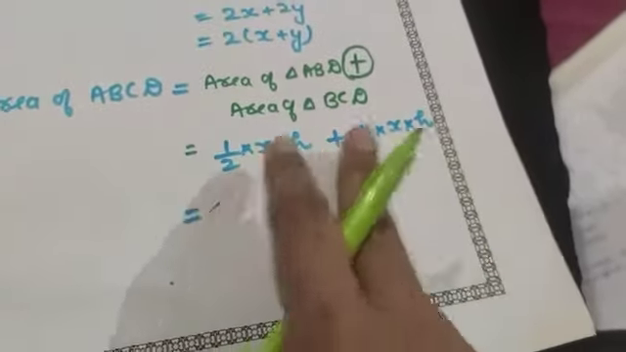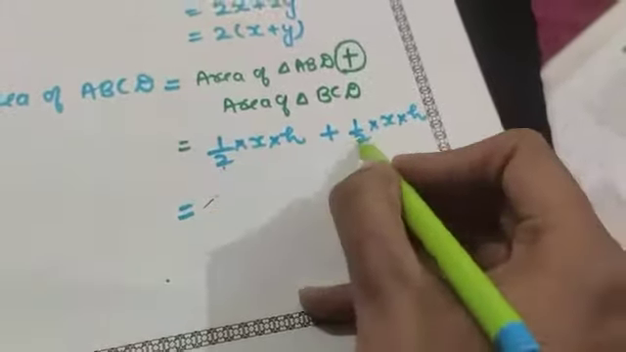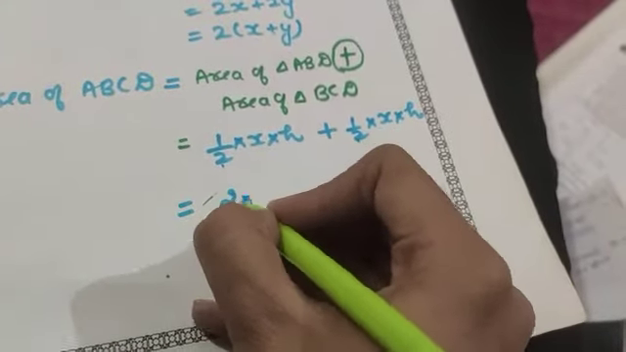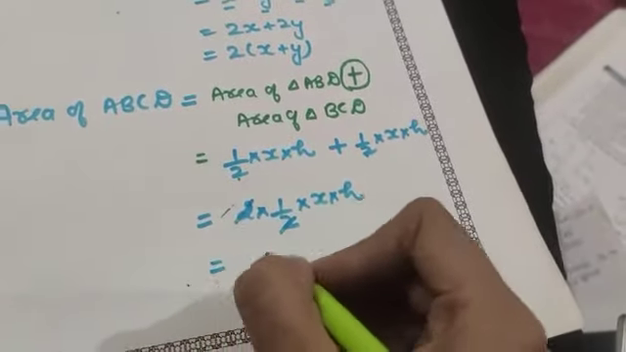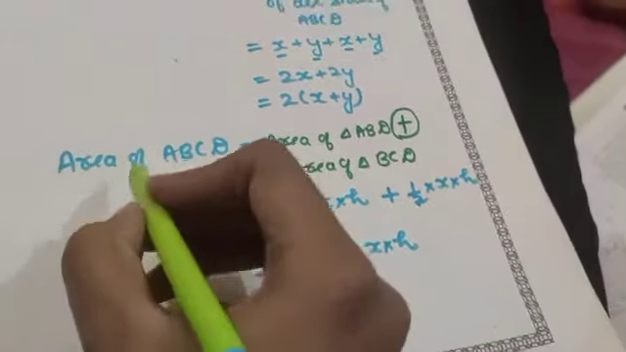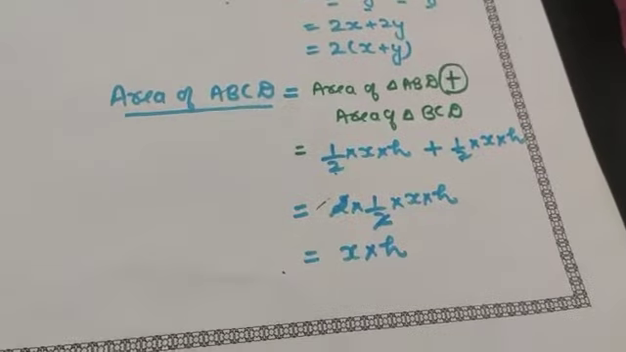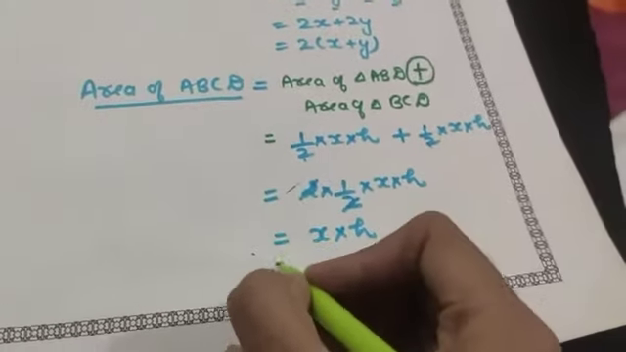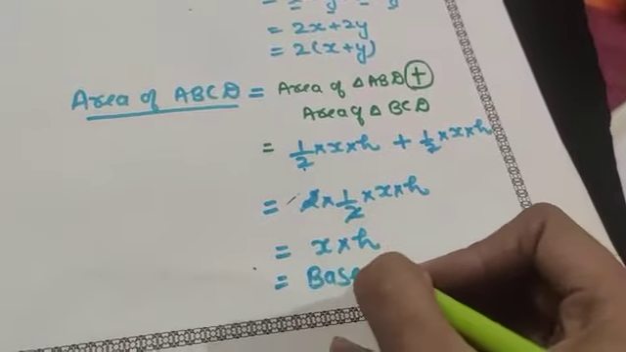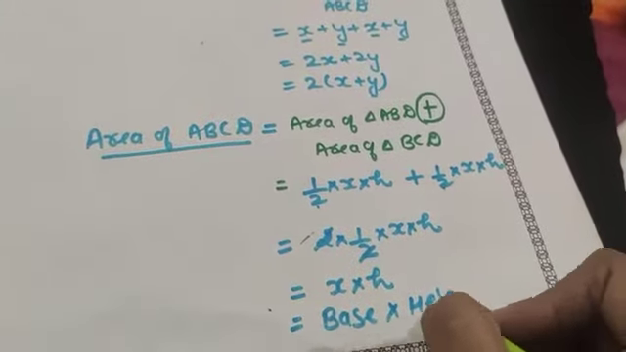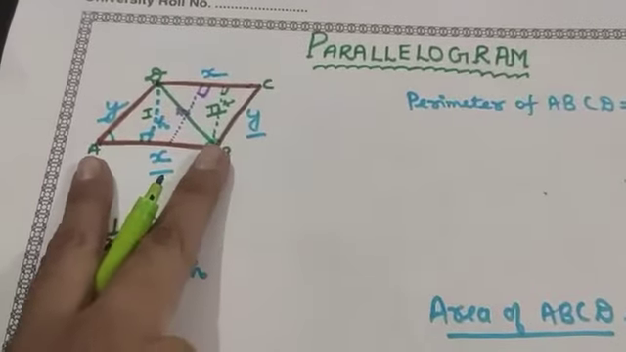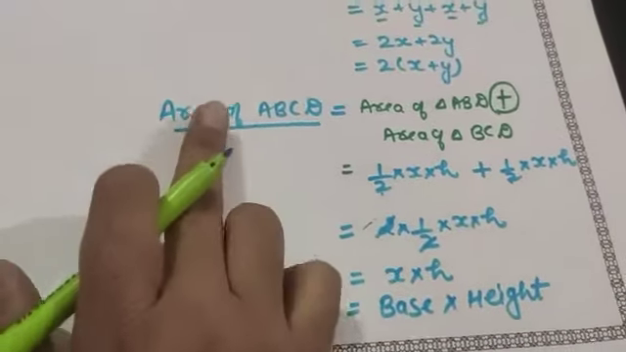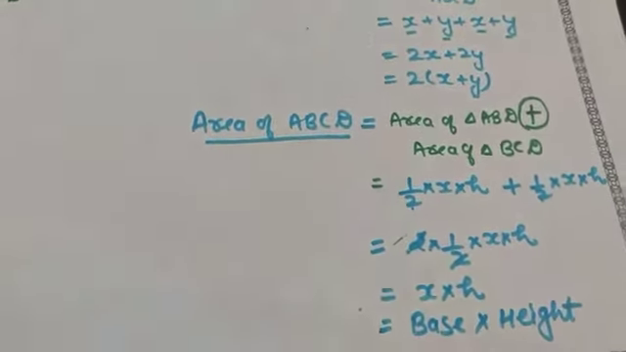So you can see that they are like terms, so we can add them. So half plus half, so 2 into 1 by 2 into x into h. The 2 will cancel out, so it will be x into h. That means the area of the parallelogram ABCD is x into h, means base into height. So if we want to compute the area of any parallelogram, and we know the base and the height, we just multiply them and we get the area of the parallelogram.